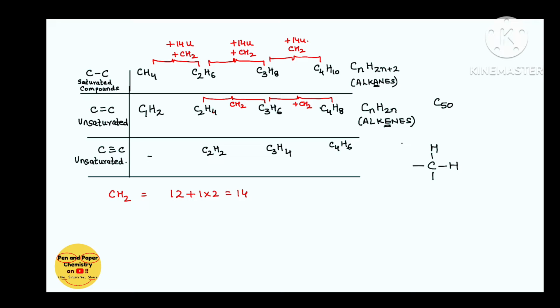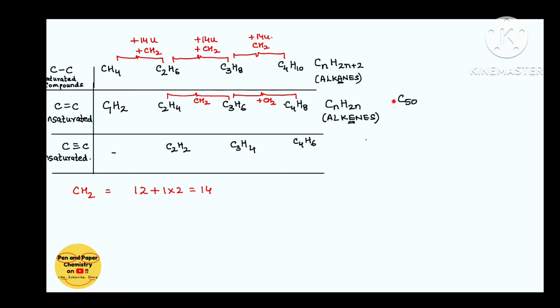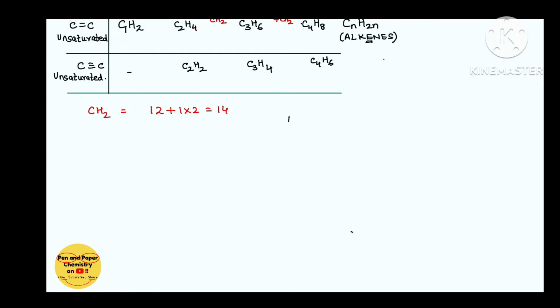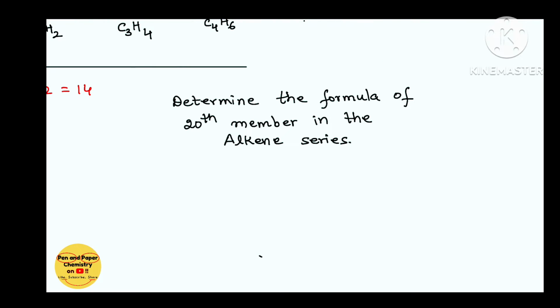So I should have actually framed my question as what will be the formula of the compound having 50 carbon atoms over here. Okay. Now, let me frame the question again. Determine the formula of the 20th member in the alkene series.